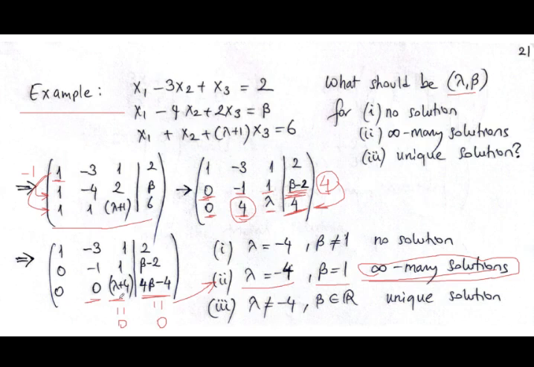if the left-hand side is 0, but the right-hand side is not 0? Well, that's a contradiction, as you know. I mean, if we have 0 equal to, let's say, 5 or 10, whatever, then that's a contradiction and we cannot find any solution. That's the no solution case. And then what else can we have? We can have a non-zero lambda plus 4, so lambda is not equal to minus 4. Then beta can be any real number because we can uniquely solve this system. So that's the unique solution case.